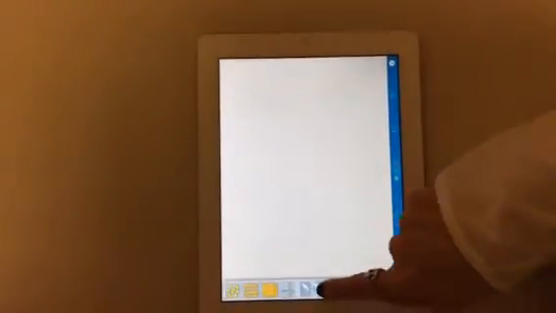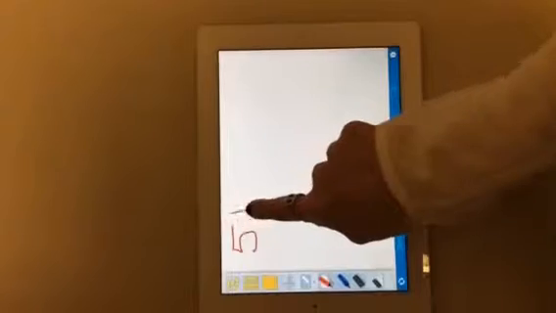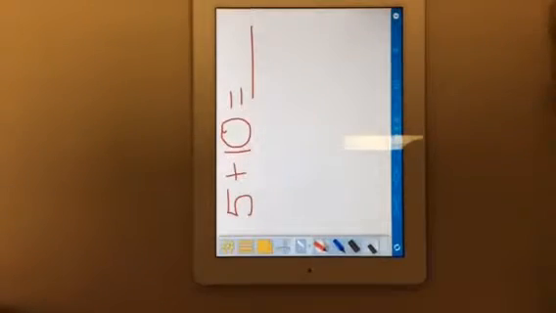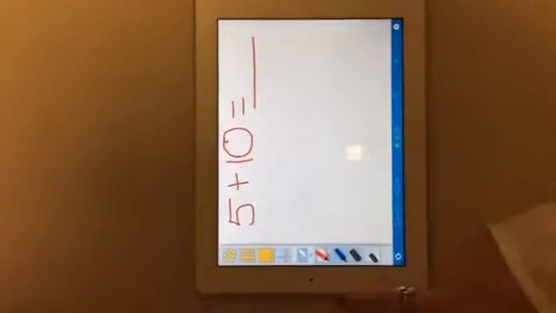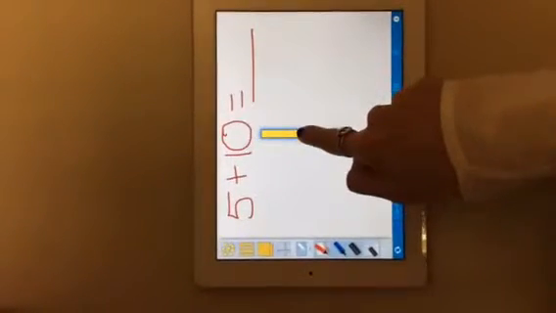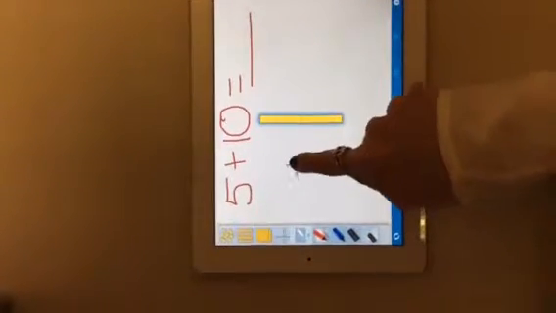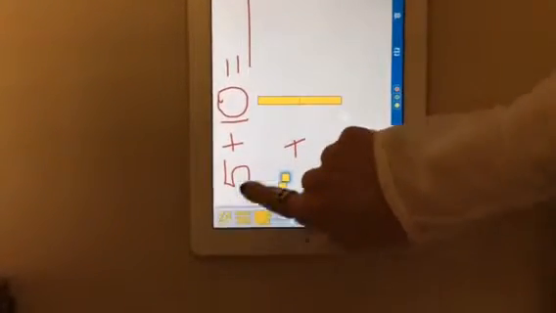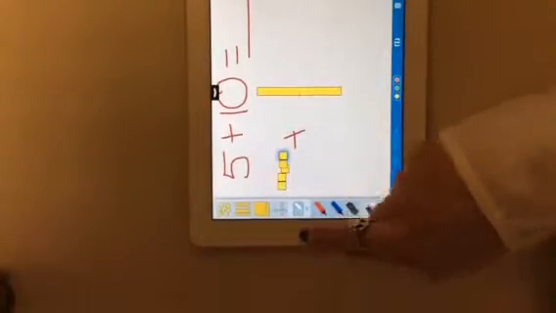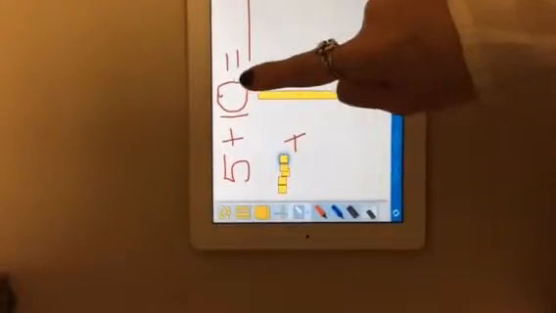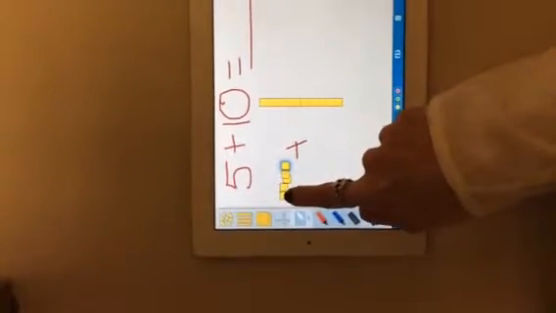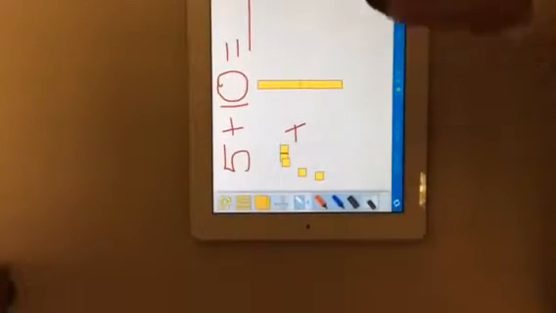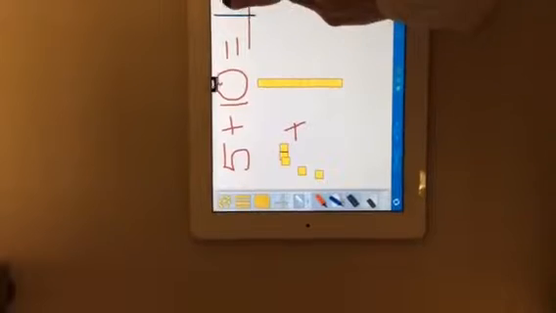Okay, say I gave the children 5 plus 10 and asked them, how do you get that using manipulatives? Okay, the students would know that 10 is 1 log. But for 5, they'll have to take 5 units. So then they can easily count 10, and then they can go 11, 12, 13, 14, 15. So the answer would be 15.